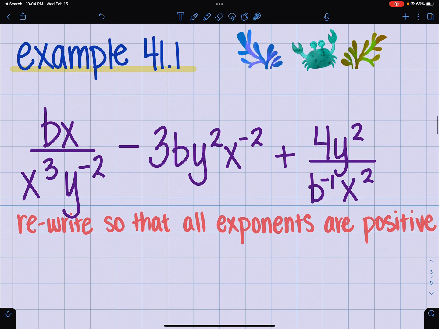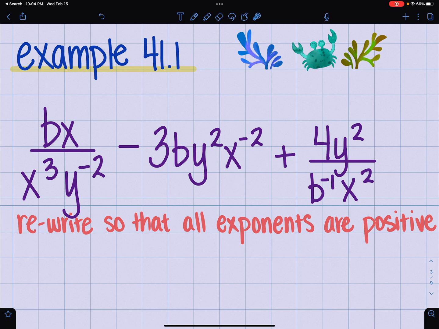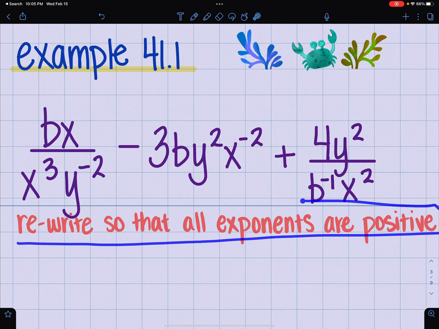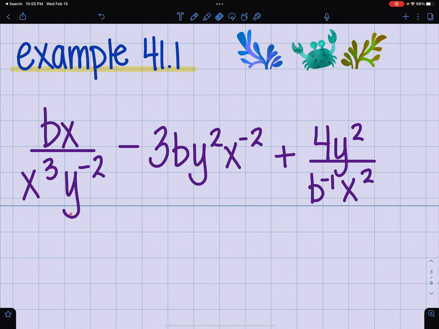Let's do example 41.1. Okay, in this example, the instructions are simplify by adding like terms. So first, we have to get out those binoculars. Which ones are the like terms? It's not necessarily going to be the first two again, but it could be, so we have to look carefully and see which ones are like terms. And if it's hard to see, or even if it's easy to see, we rewrite it so that all the exponents are positive. Okay, so that's going to be step 1. Rewrite everything so that all the exponents are positive.